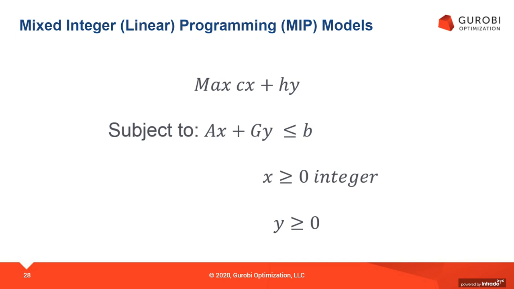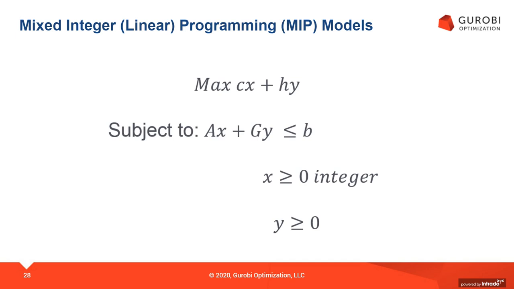And in the objective function, we have a linear expression in terms of the x variables, the integer variables, and the continuous variables. And also we have linear constraints in terms of the integer variables x and the continuous variables y. And this could be an inequality, less than or equal to a certain value b. So in general, this is a mixed integer programming problem.